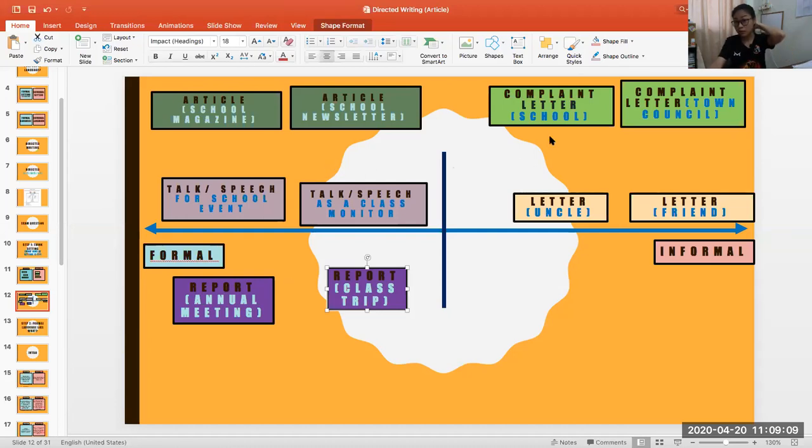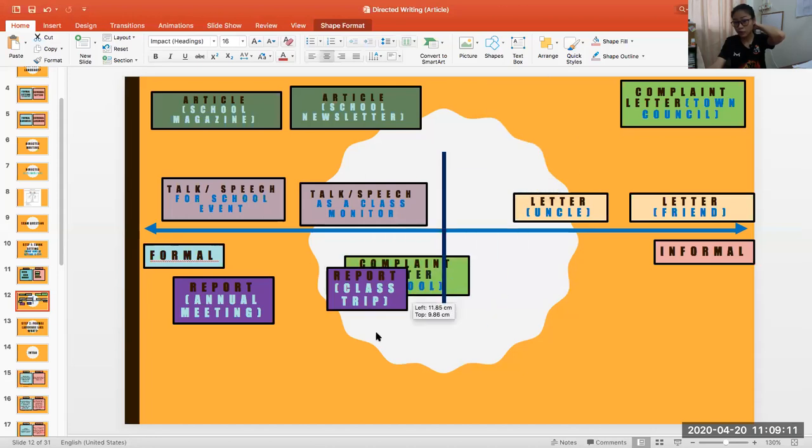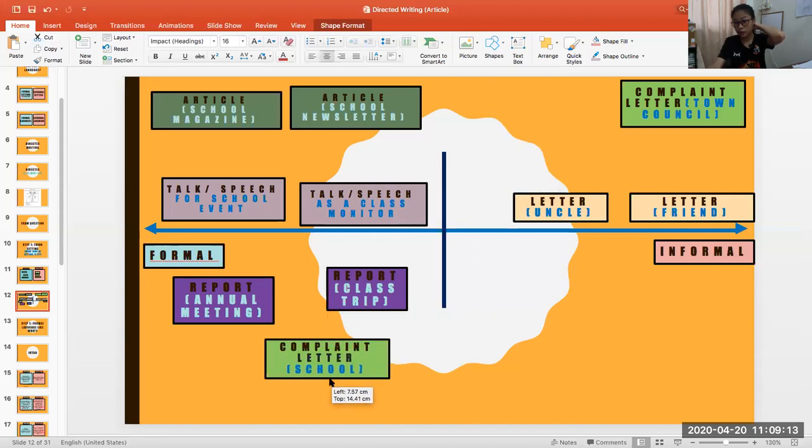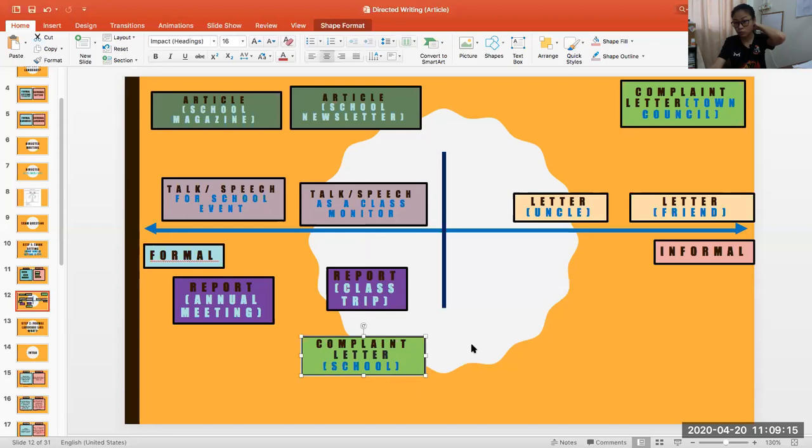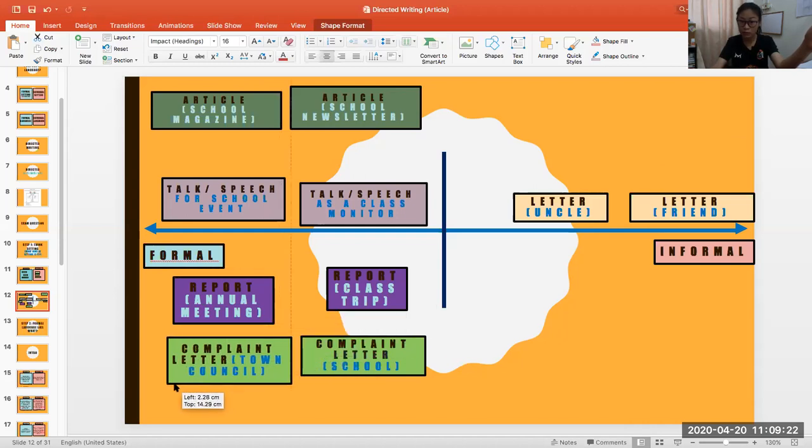So same thing lah. Letter, formal letter, you have the school, you want to complain to your school, your pengetua, is not as serious as you want to complain to the town council. Town council is pejabat daerah. Okay, so different tone, different mood.